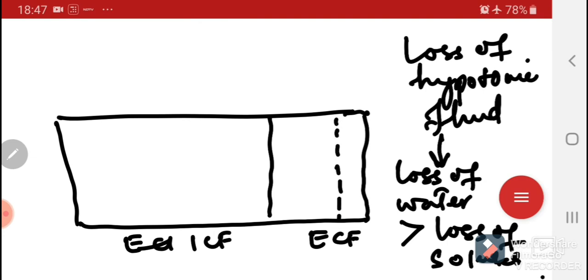As a result of loss of hypotonic fluid, there is a net loss of water. The osmolarity of ECF will increase. Once the osmolarity of the ECF increases, there will be a shift of fluid from ICF to ECF. So ICF will also lose some fluid to maintain the balance between the osmolarity of the ECF and ICF.